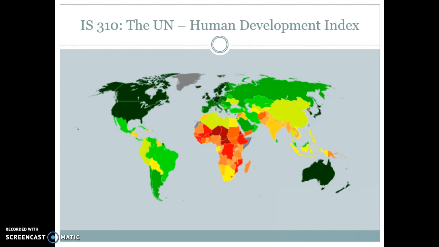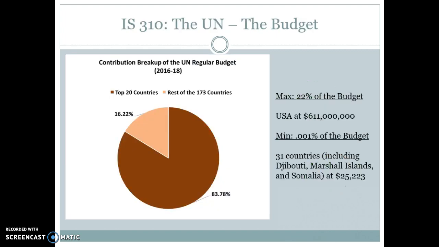So maybe that's not as effective a measure as we can get. So let's try another one. Let's look at the UN budget. This is something that probably would have been useful to expand upon in Unit 1. We did mention in Unit 1 that the United States provides 22% of the budget.